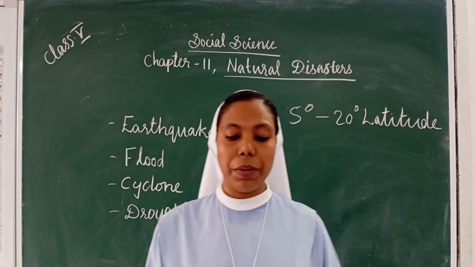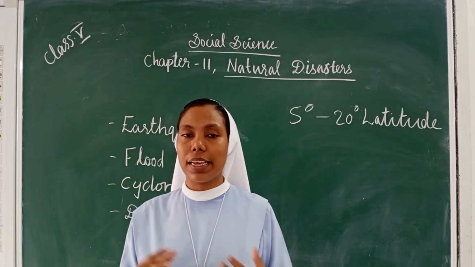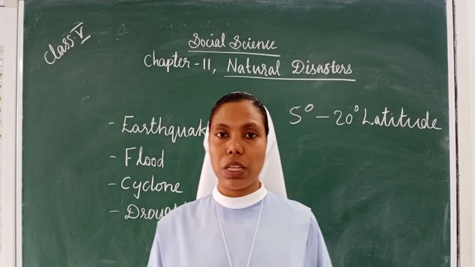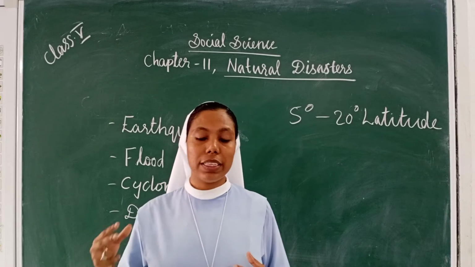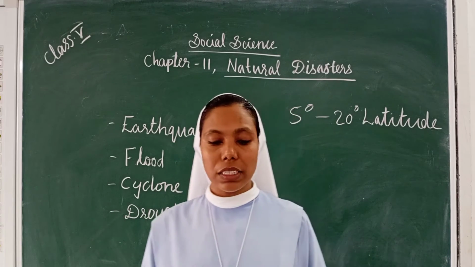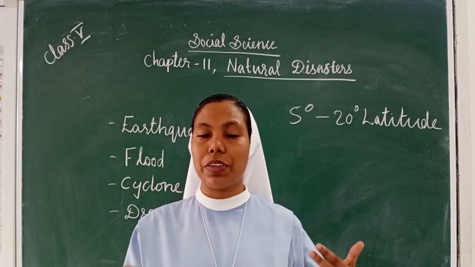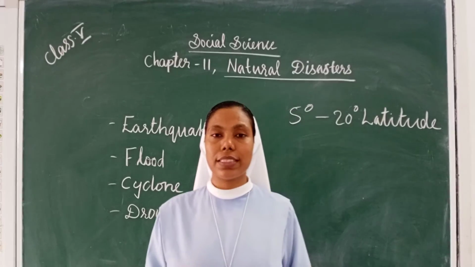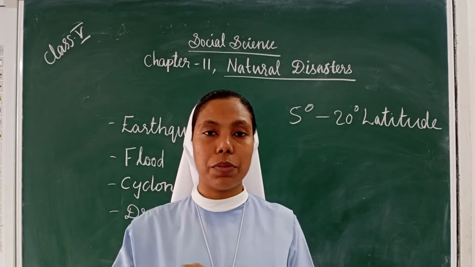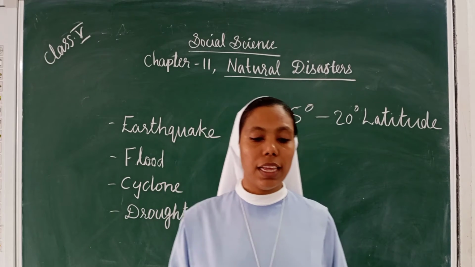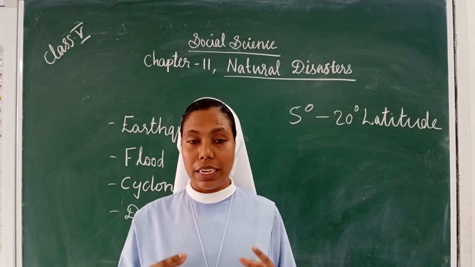And secondly, the people living near the cyclone prone areas. We know the cyclone prone areas are the coastal areas, and those people who are living near the coastal areas should identify the safe shelters. They have to identify the safe shelters in their areas, and know the shorter and the safest route to go to those places. And next, an emergency kit should be kept ready. They have to keep the emergency kit with them.